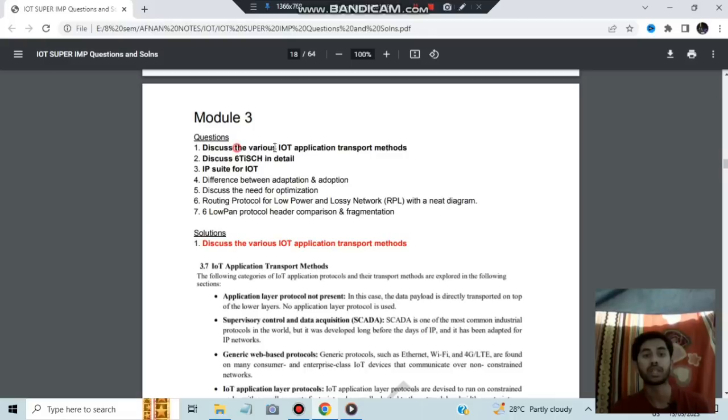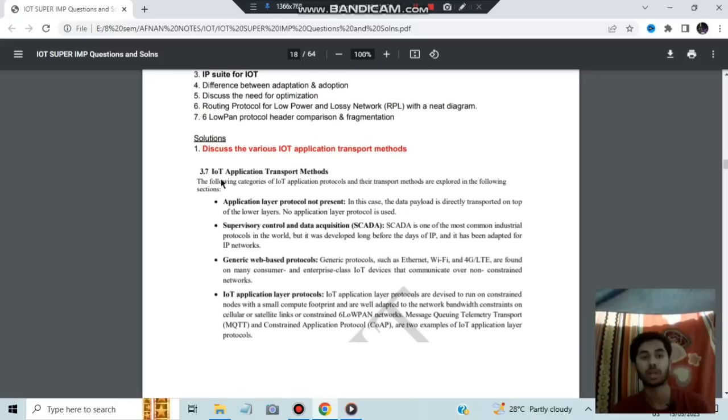What are the various IoT application transport methods? There are four methods in which you can transport the IoT. So what are the four methods? Application layer protocol is not present in the first one. SCADA is the second one. Third is generic web, and the fourth one is IoT application layer protocols.